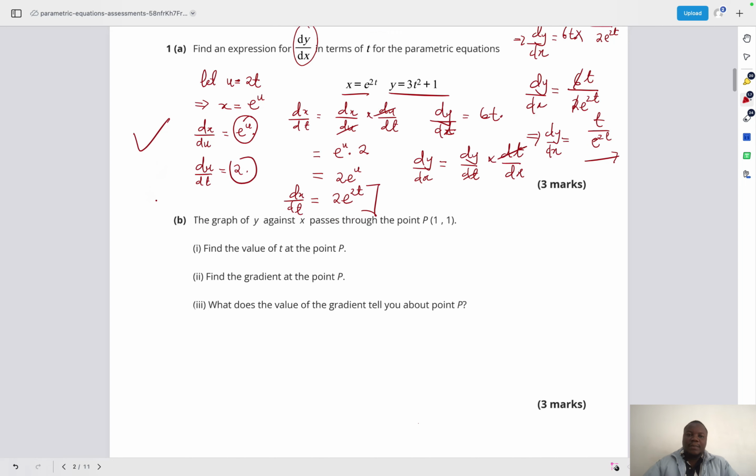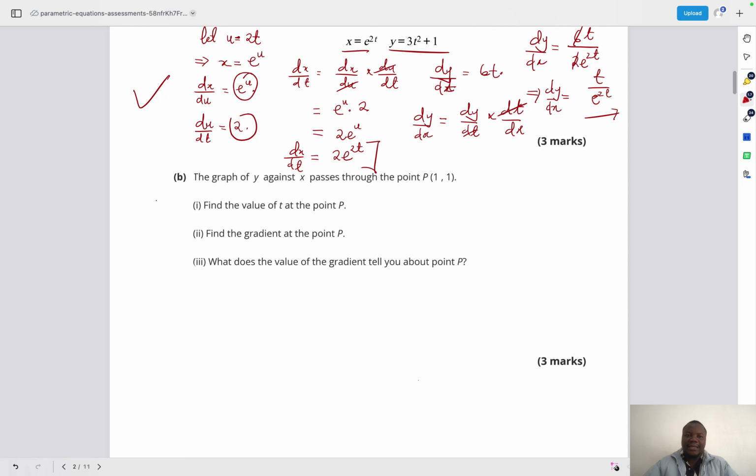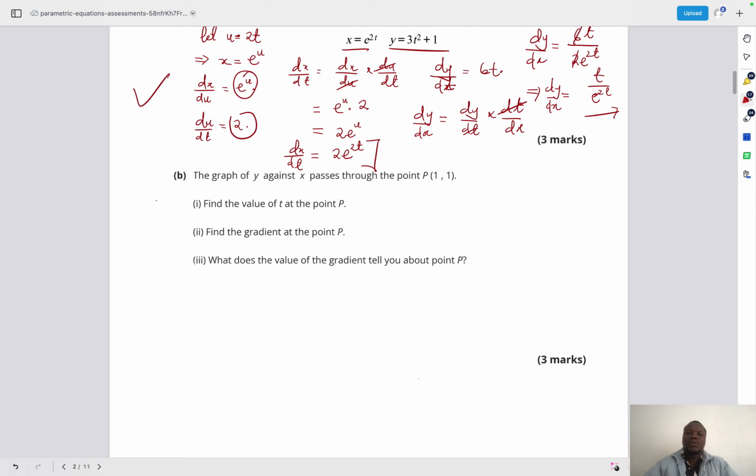Let us look at 1b. The graph of y against x passes through the point P (1, 1). Find the value of t at the point (1, 1). So they want us to find the value of t at the point P. Now to do this, it's very easy because we've got an equation in terms of t given as x equals e^(2t), and another equation given as y equals 3t squared plus 1.